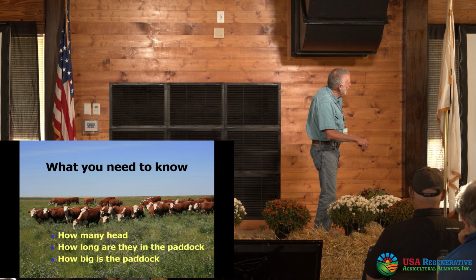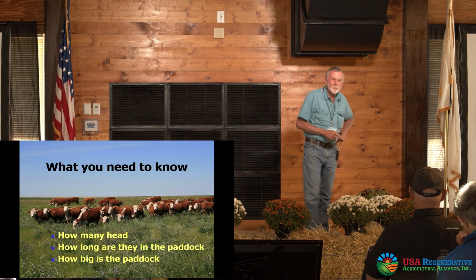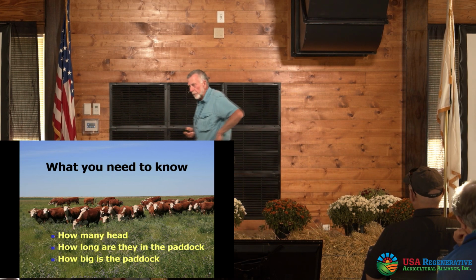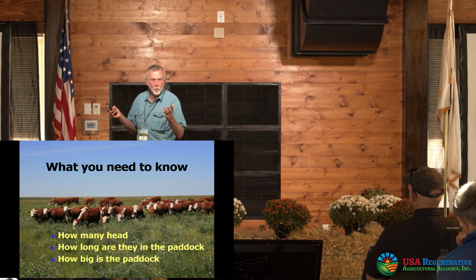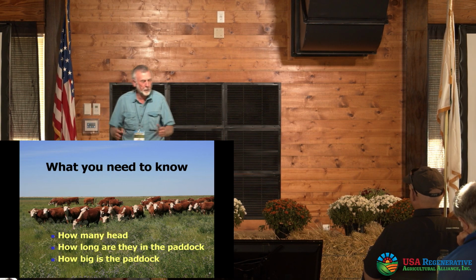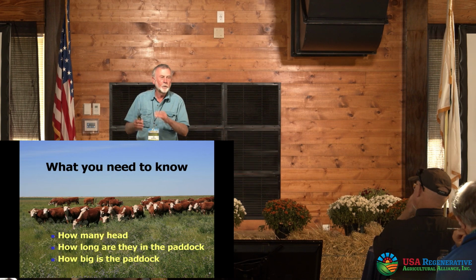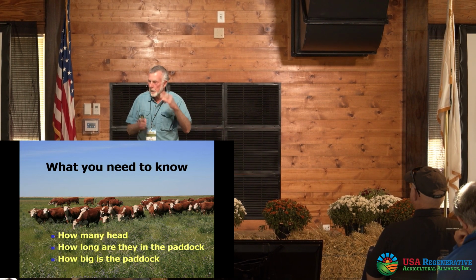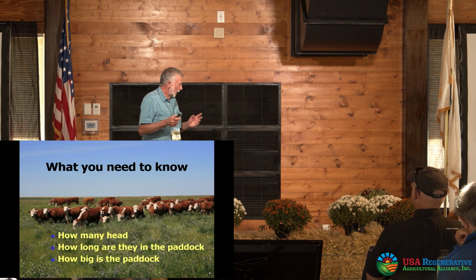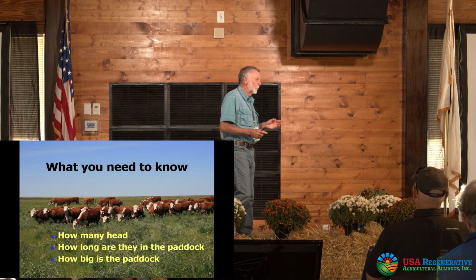How many head, and put it in terms of animal units. The way we do that, because it's 1,000-pound increments, you just add up the total weight of your herd, cows, calves, bulls out there, ewes, lambs, whatever you have, add up the total weight, divide it by 1,000, and that's how many animal units you have in the herd. So we're going to have the number of animal units.